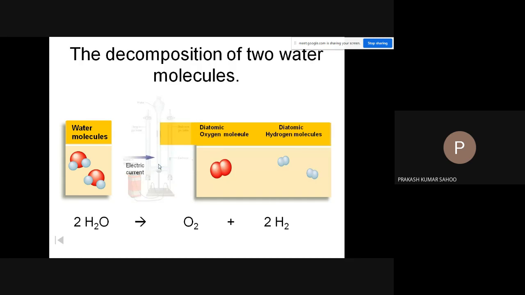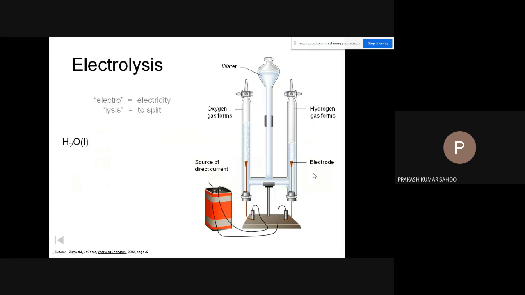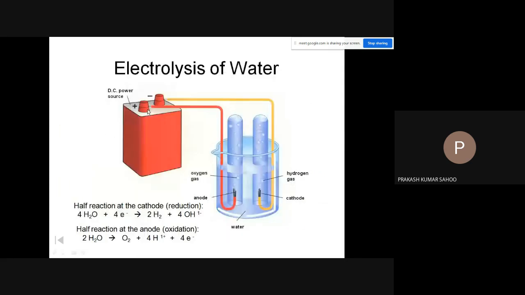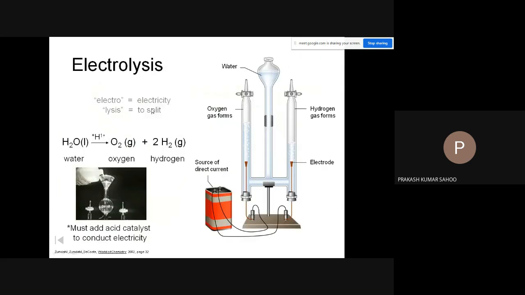Just see this one. Now we have the diatomic oxygen molecule O2, and we have diatomic hydrogen, 2H2. This is the electrolysis process. So what is electrolysis? Electro means electricity, and lysis means to split, to separate. So what happened here? Water in the presence of acid H plus gets separated or dissociated into oxygen gas and hydrogen gas.